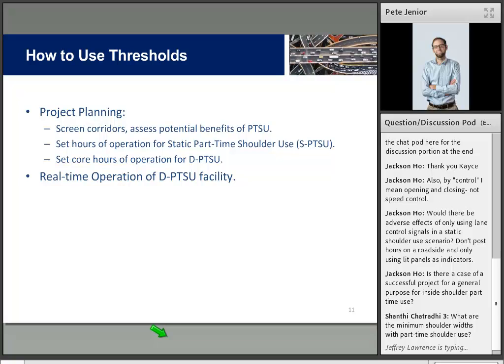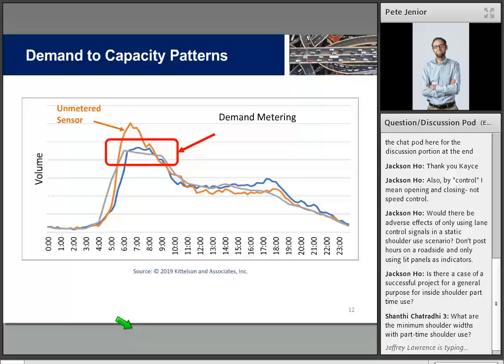Thresholds can be used for planning projects prior to their implementation, or they can be used on a real-time basis when you have shoulder use in place, to decide when to open and close the shoulder at given times, day to day.